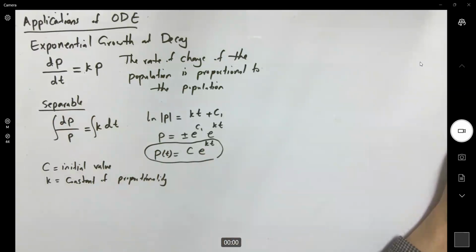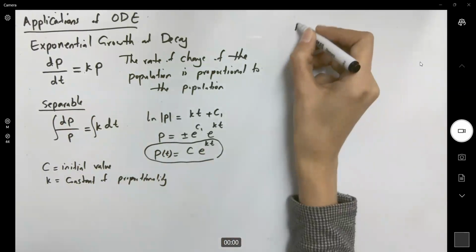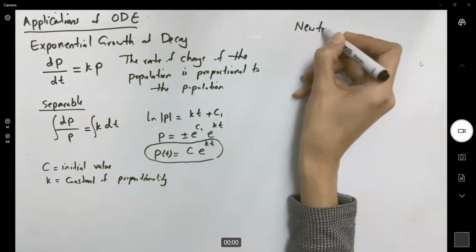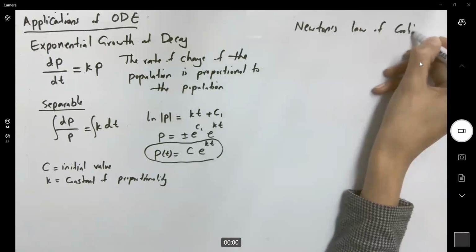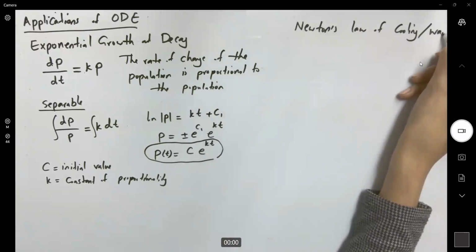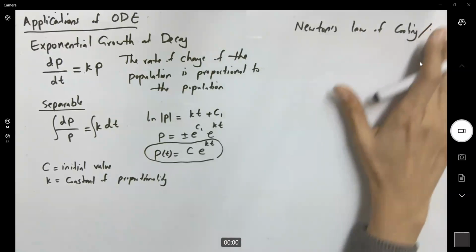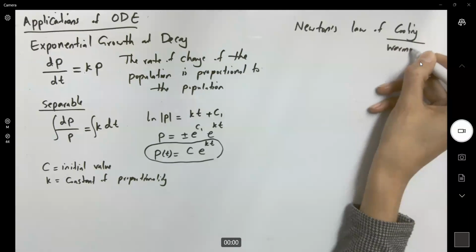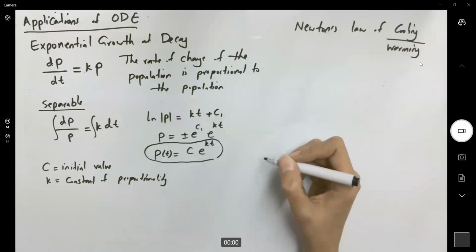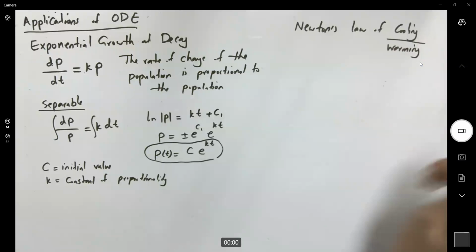Other than the exponential growth and decay, which was, for example, about radioactive decay, we then introduced Newton's law of cooling, also warming. We can just generalize the idea to warming as well. So in this case, we remember that we had the following case.